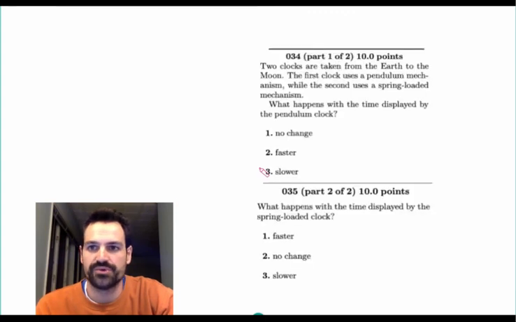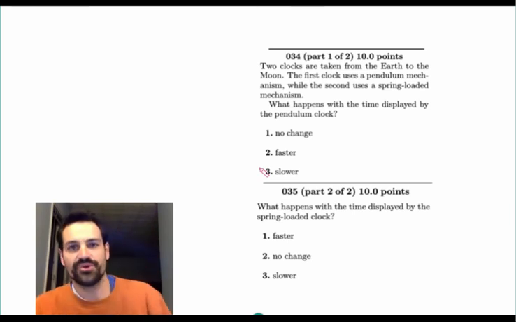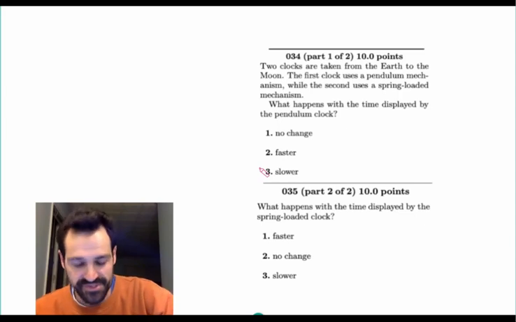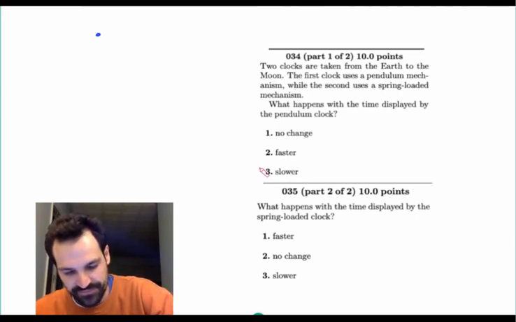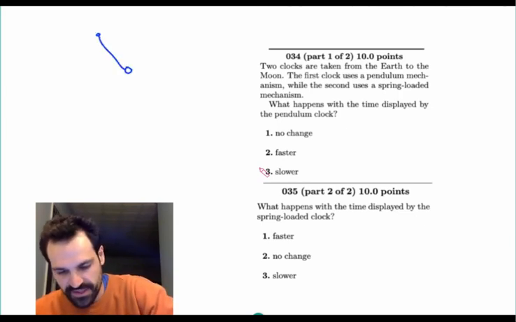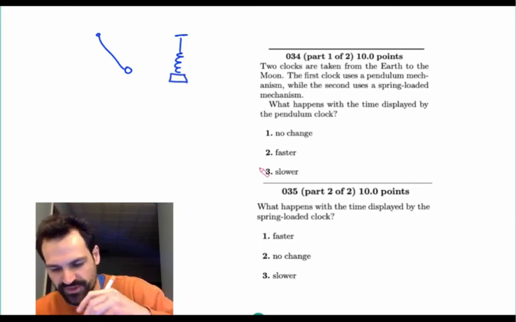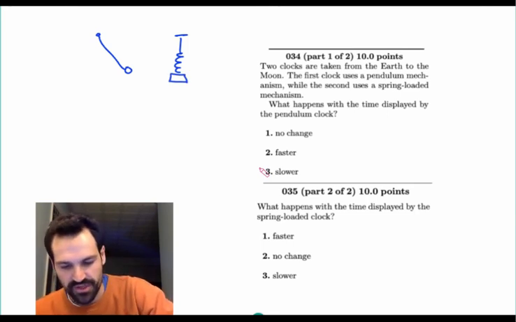And the final two questions, I think. The final two questions were there. Two clocks are taken from the Earth to the Moon. The first uses a pendulum mechanism. And the second uses a mass spring system. What happens with the time displayed by the pendulum clock?